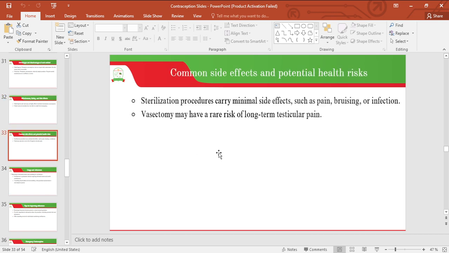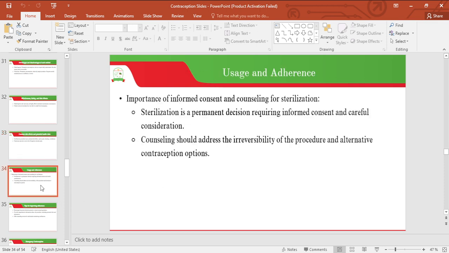Common side effects and potential health risks. Sterilization procedures carry minimal side effects such as pain, bruising, or infection. Vasectomy may have a rare risk of long-term testicular pain. Usage and adherence. Importance of informed consent and counseling for sterilization.